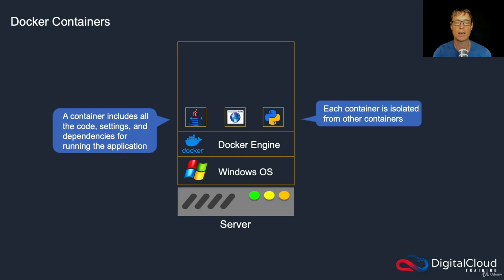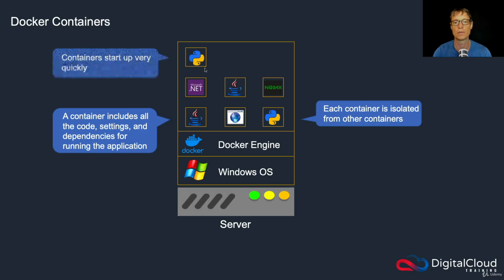So each container is isolated from other containers. So even though they're essentially using the underlying operating system, they are completely isolated from each other, just like a virtual machine is. So they can't see each other's resources. They don't have dependencies on each other. Everything that each one of these individual containers needs to run is included. And you can run all these different types of application. We've got a .NET application, another Java application. This is an Nginx application, and so on.